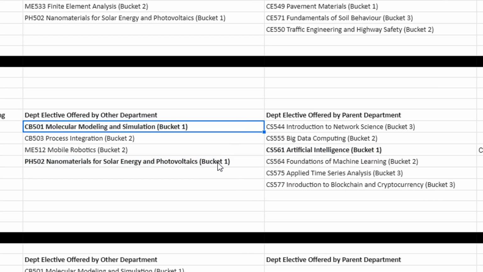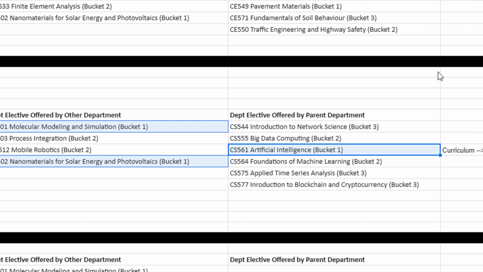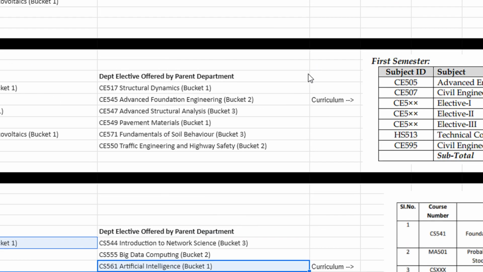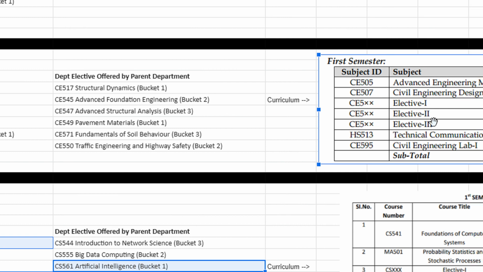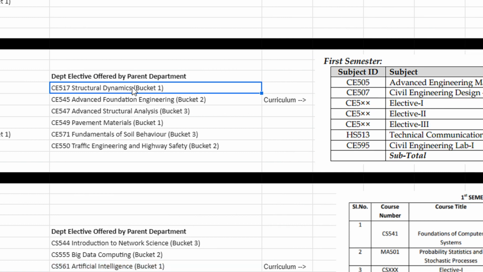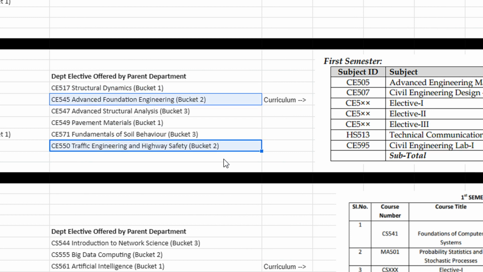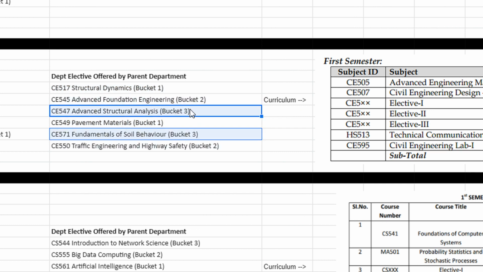So one more example for MTech, for example, civil engineering. If you see the curriculum for civil engineering, you have 3 electives, elective 1, elective 2, elective 3, right? So you have to choose one subject from bucket 1. In CE, you have 2 choices. Amongst that, you can choose only one. From bucket 2, again, you have 2 choices. You have to choose only one. Again, from bucket 3, you have 2 choices. You have to choose only one.